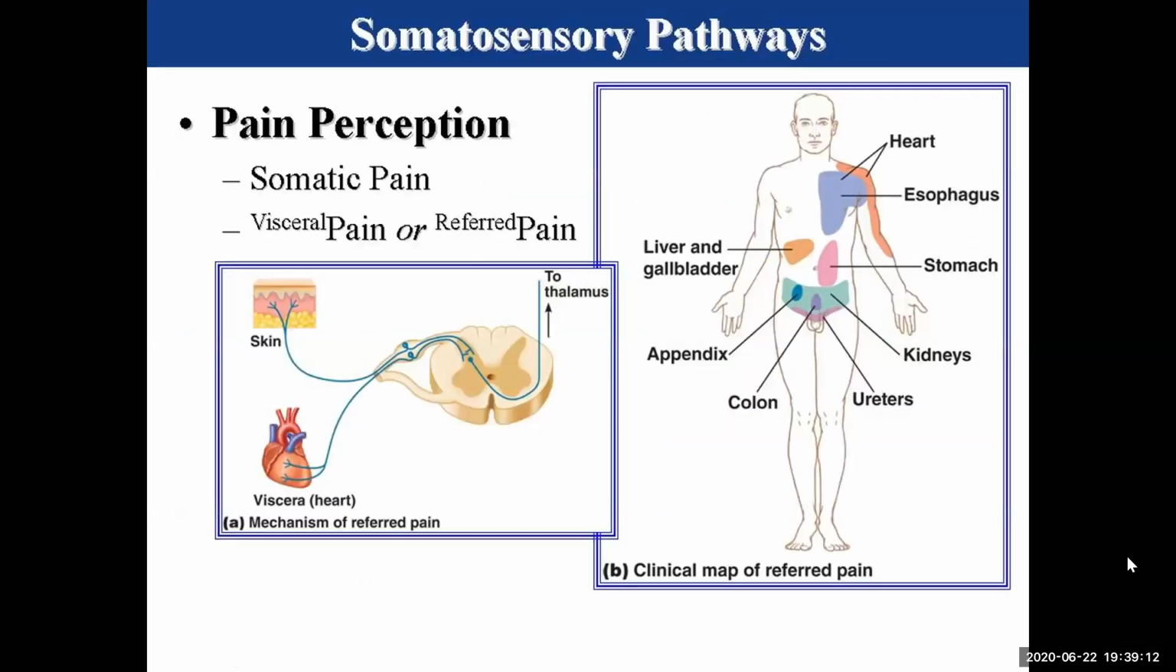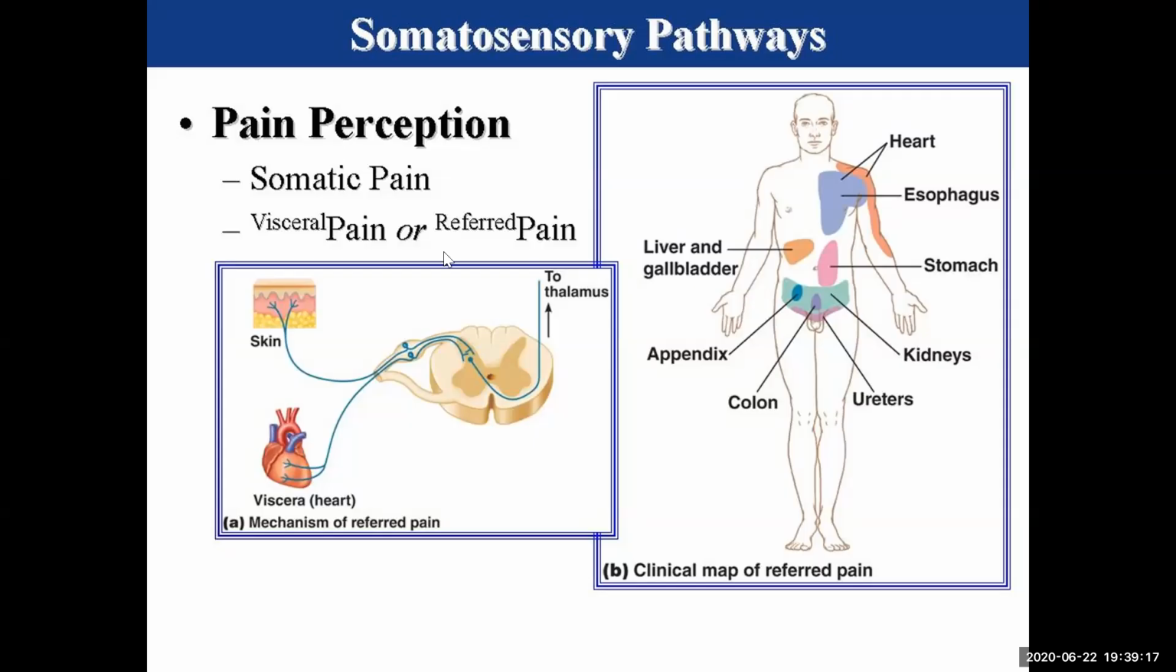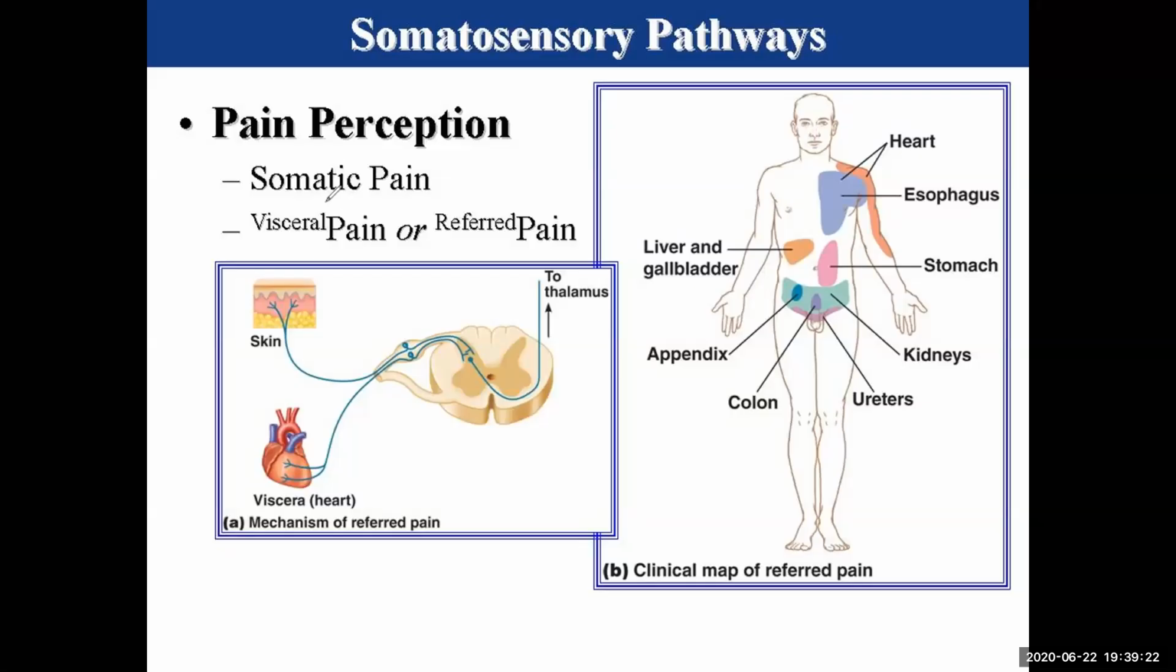And when we deal with pain, there's somatic pain and visceral or referred pain. They are synonymous. You can say visceral or you can say referred pain, it means the same thing. And this comes from our visceral organs, right? So that's why it's called visceral, meaning organs in your thoracic cage, organs in your abdominal cavity, or organs in your pelvic cavity, right? So those are the visceral organs.